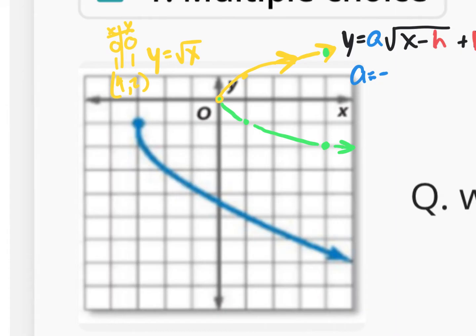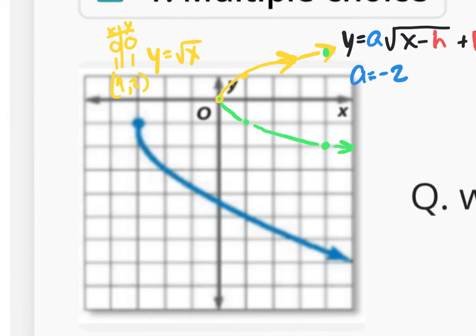Now, compare this green one with this blue one. From here to here, it's down 1 over 1, right? From here, it's not down 1 over 1, it's actually down 2 over 1, which means that it got vertically stretched, okay? So first thing is that it reflects because it's negative, and then it gets vertically stretched because instead of going 1 down, 1 over, it looks like it's going 2 down, 1 over, which means that the a value of this blue function is actually a equals negative 2. Okay, so that's the a value of that function.